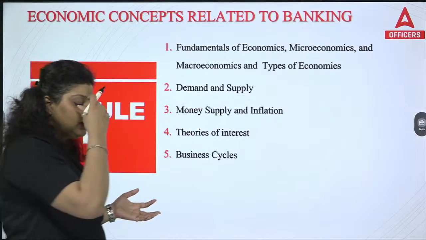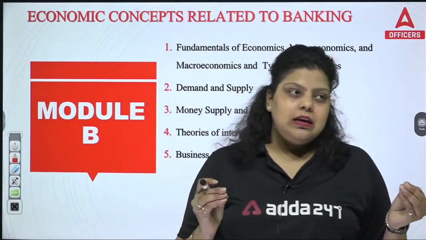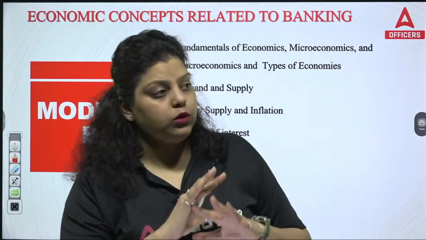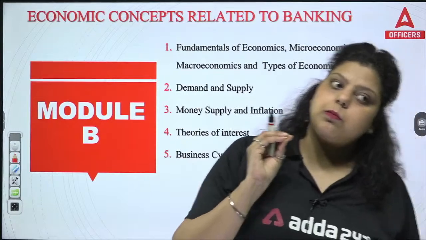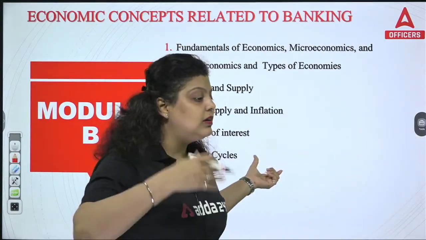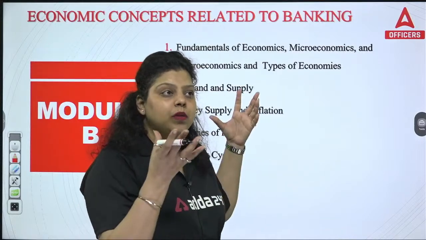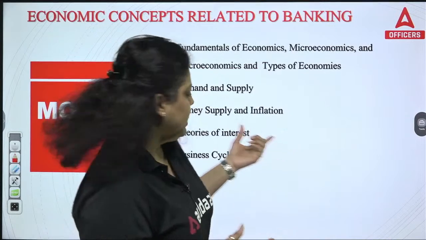In the theories of interest, we have to study the IS and LM curve. I can say that out of all the chapters in module A and B, you may find this chapter, theories of interest, difficult because it covers the IS-LM curve. So it is pure, or I can say core, economics that we have to cover.